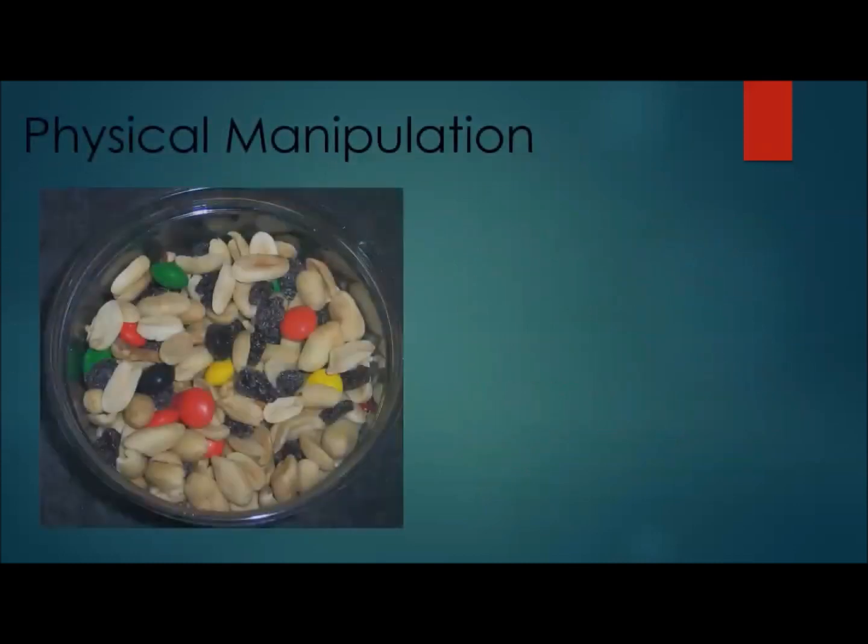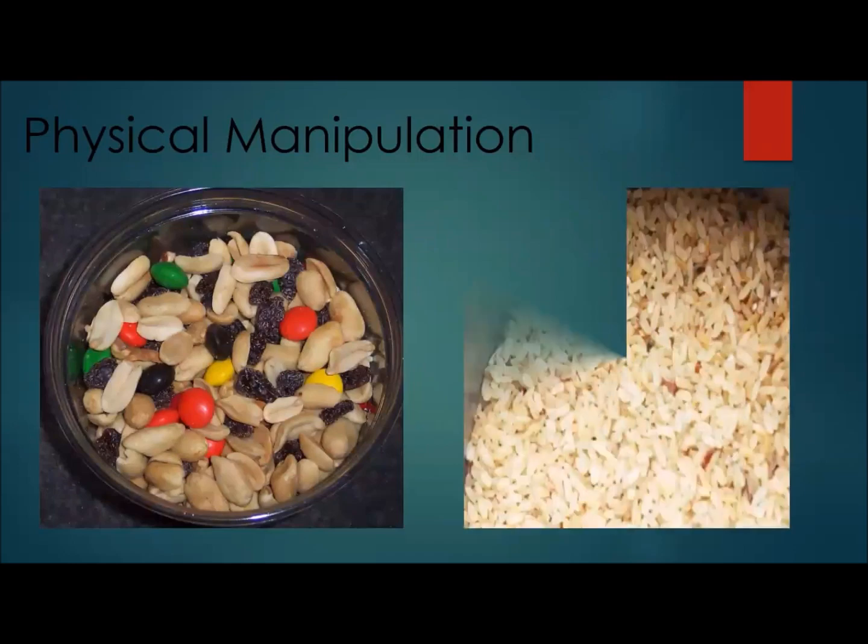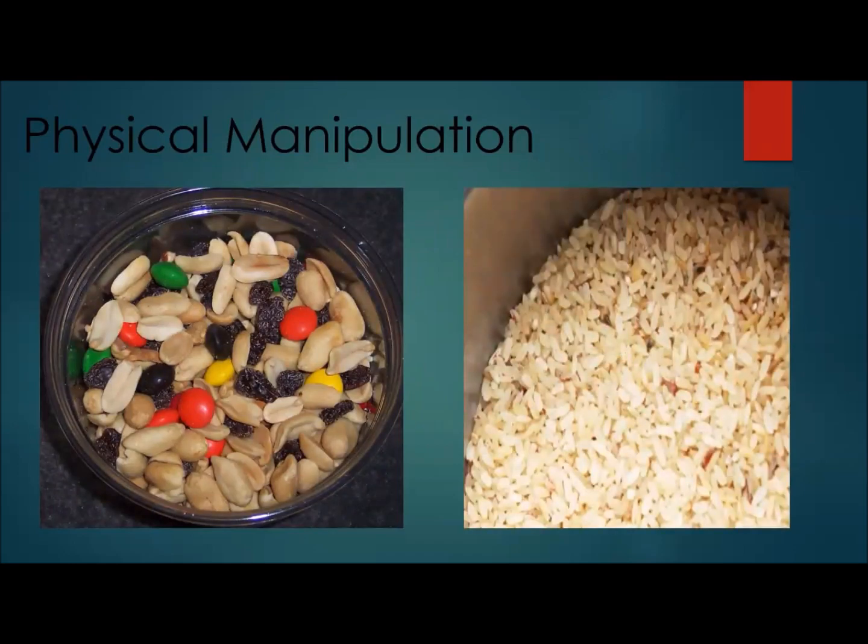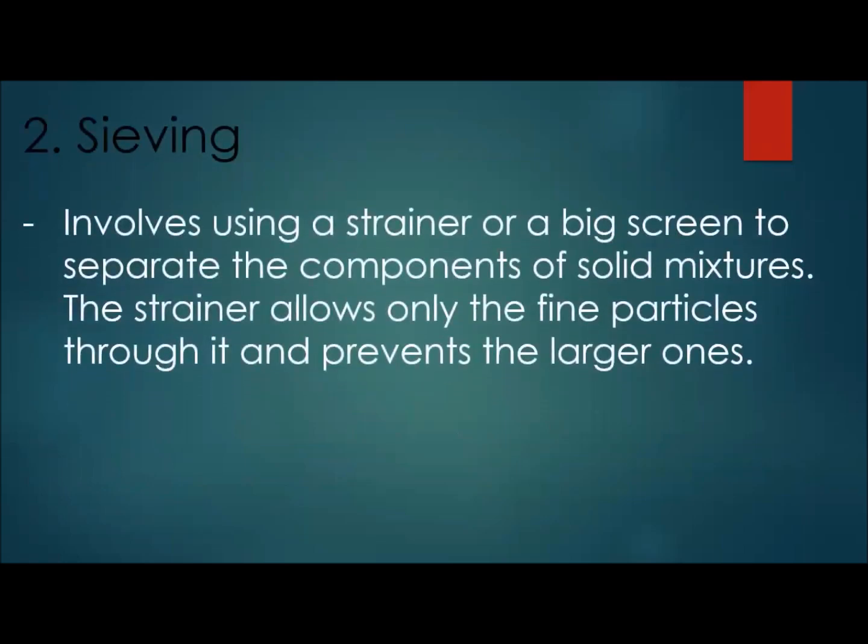So for example, if you want to separate the components of these mixtures, you can just easily use your hands to pick up all the components and separate them. Okay, next method is sieving. So sieving involves using a strainer or a big screen to separate the components of solid mixtures.